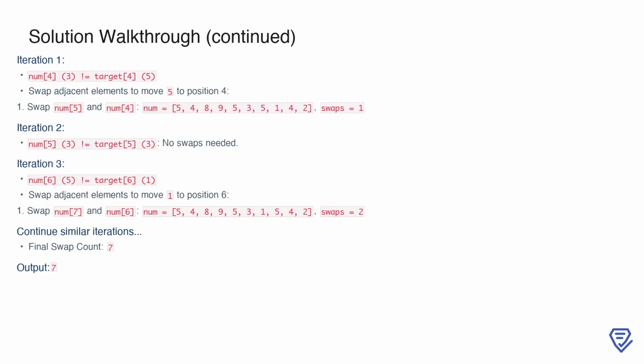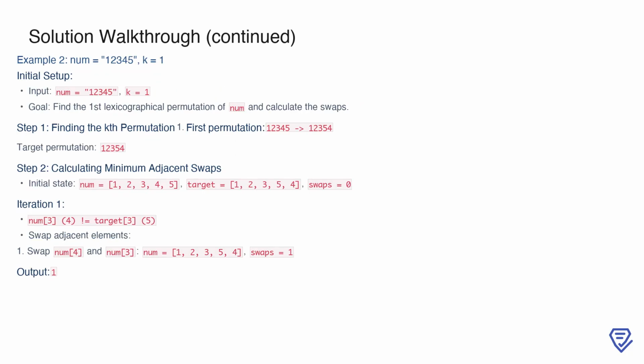Moving to index 6, the original number has a 5, but the target has a 1. Here, we swap number 7 with number 6 to bring the 1 into position, resulting in 2 swaps so far. This process of comparing, identifying mismatches, and making swaps continues until the entire array matches the target. By the end, we calculate a total of 7 swaps to transform the original number into the target permutation. The output for this example is therefore 7.